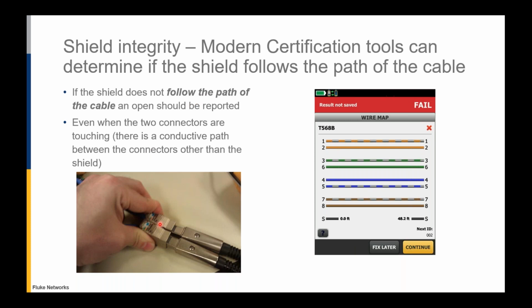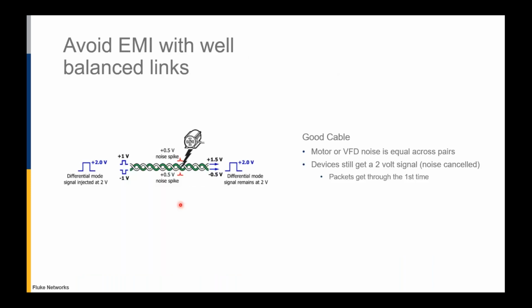What I'm showing here, I know you're not going to have two ends of the cable right next to each other, but here there's clearly a conductive path between the shield conductors on these two jacks. But we can see that one of these shields was not properly terminated. So if you're installing shielding, make sure it goes from one end to the other.